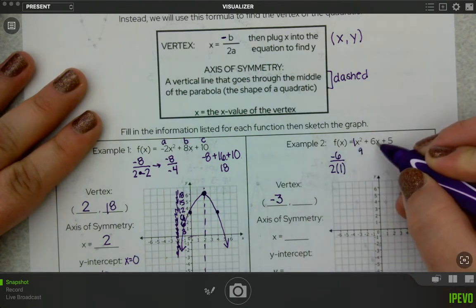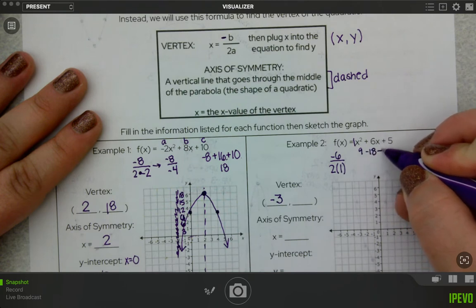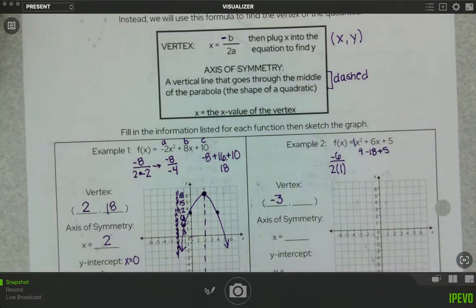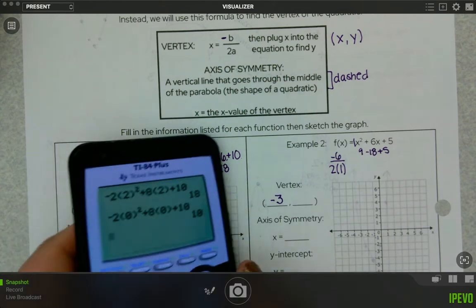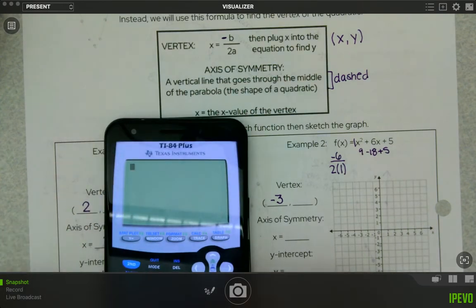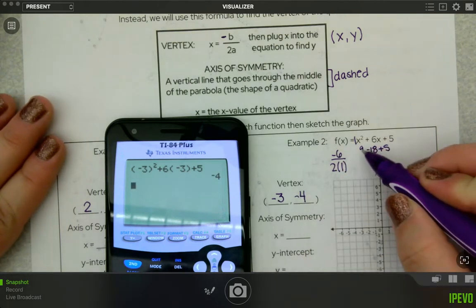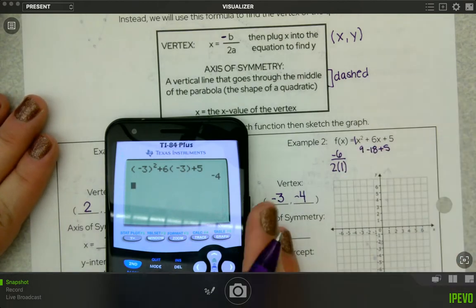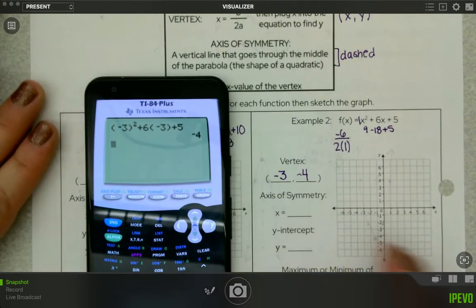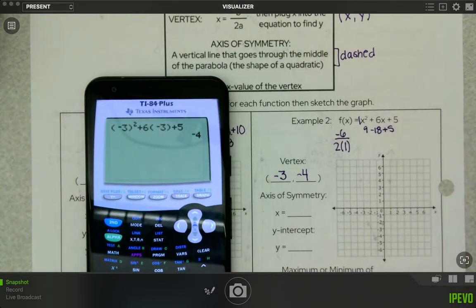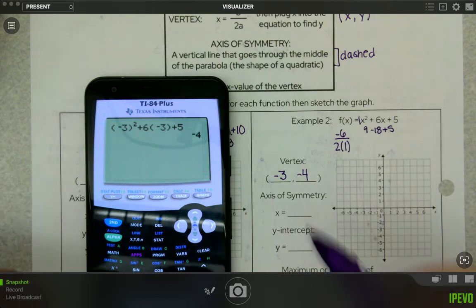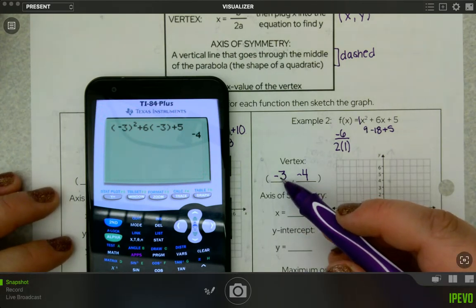6 times negative 3 is negative 18 plus 5. Or you can plug it into your calculator the same way I did the last one. Redo negative 3 squared. Make sure you're using those parentheses. Plus 6 times negative 3 plus 5. Which is the same thing as 9 minus 18 plus 5. So you pick the way that you would rather do that. Some of us are more comfortable with mental math because we get to do it ourselves. Then the axis of symmetry that I forgot to write down is at negative 3.